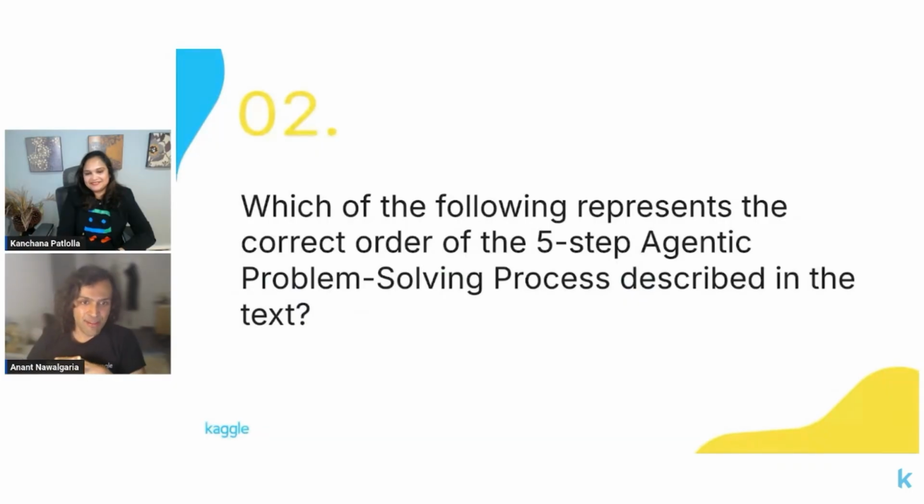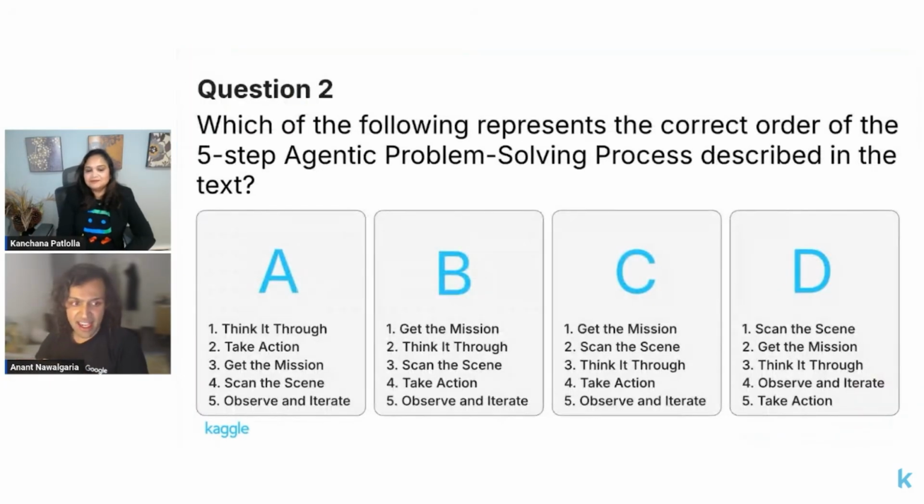So the next question would be, which of the following represents the correct order of the 5-step agentic problem-solving process described in the white paper? Your options are A, think it through, take action, get the mission, scan the scene, and observe and iterate. Or B, you get the mission first, then think, then scan, then take an action, then observe and iterate. Or C, you get the mission, scan the scene, think it through, then take an action, and then you observe and iterate. Or D, scan, get the mission, think, observe, and take an action.